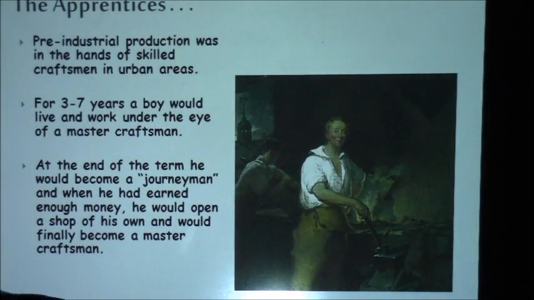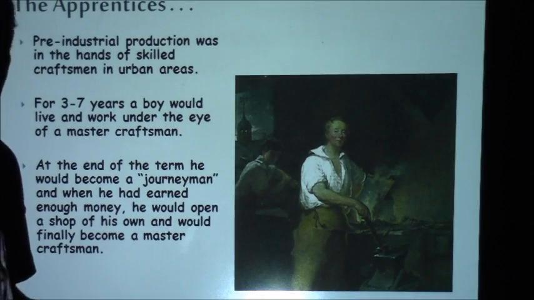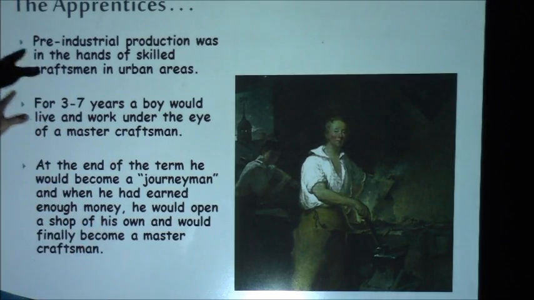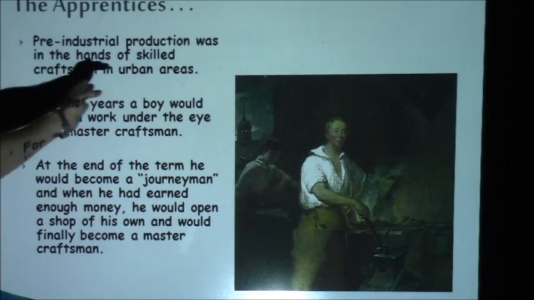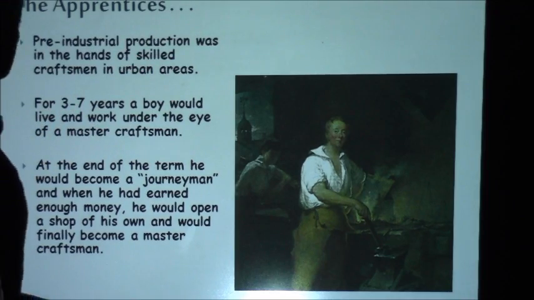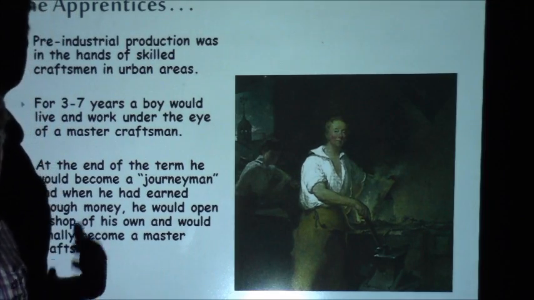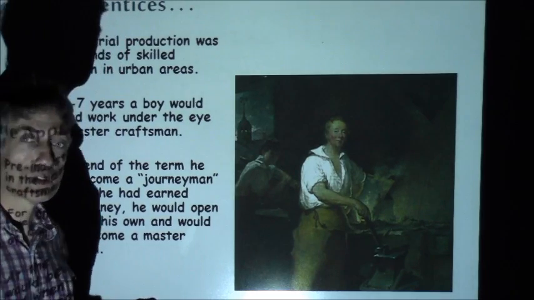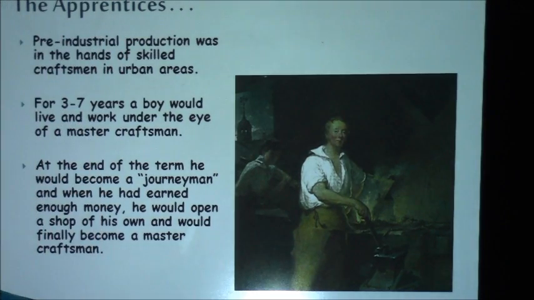The North had something called the Apprentice System. Copied directly from Europe's Apprentice System, it worked like this. During the pre-industrial time, which we call the domestic system, people worked out of their homes. And the person who did the majority of that work was called the artisan or the craftsman.